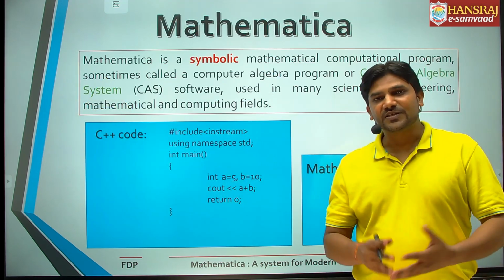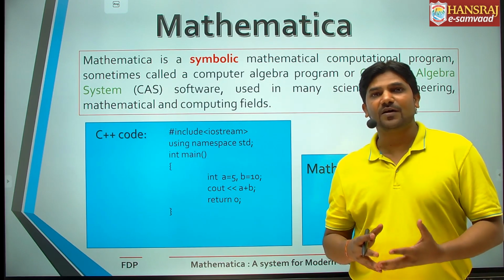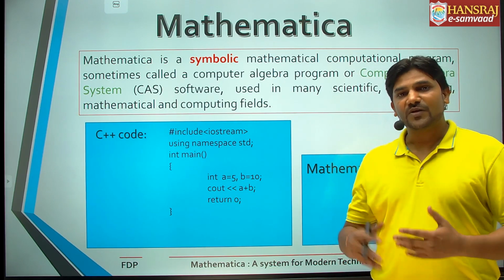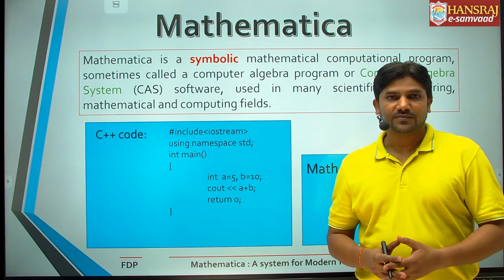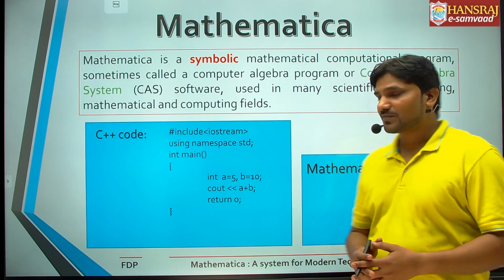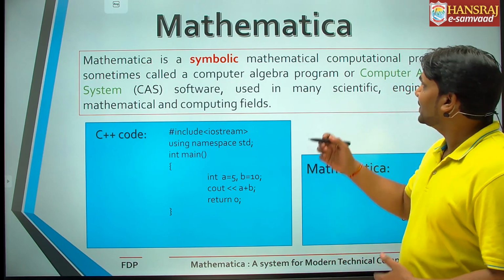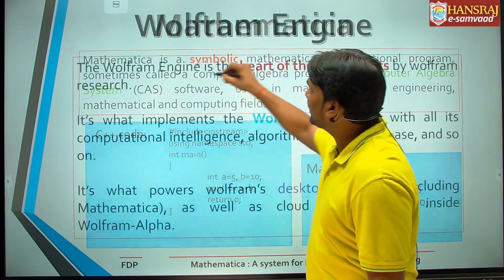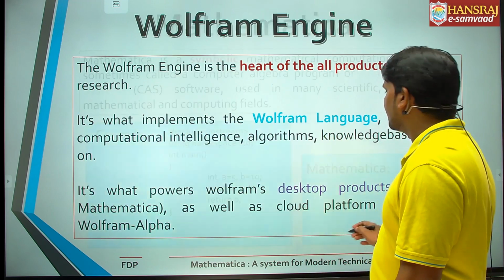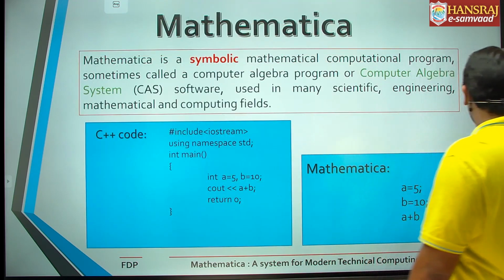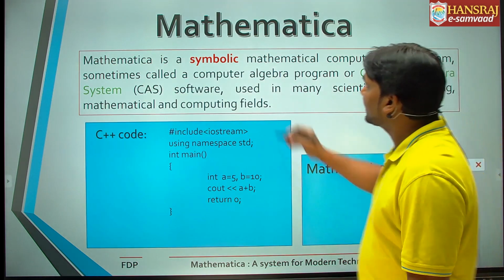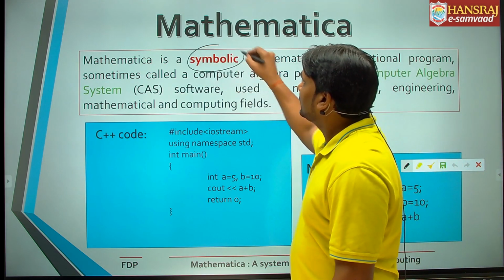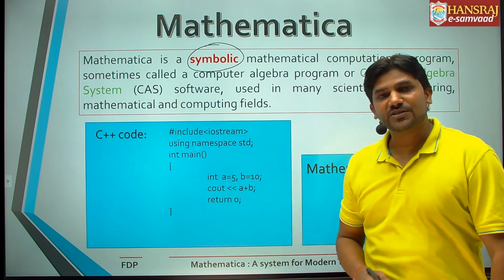Let me first make it clear what Mathematica is all about, how we are going to use it, and what the benefits of using the Mathematica software are. So Mathematica is a symbolic mathematical computational software. You can see here the word symbolic.